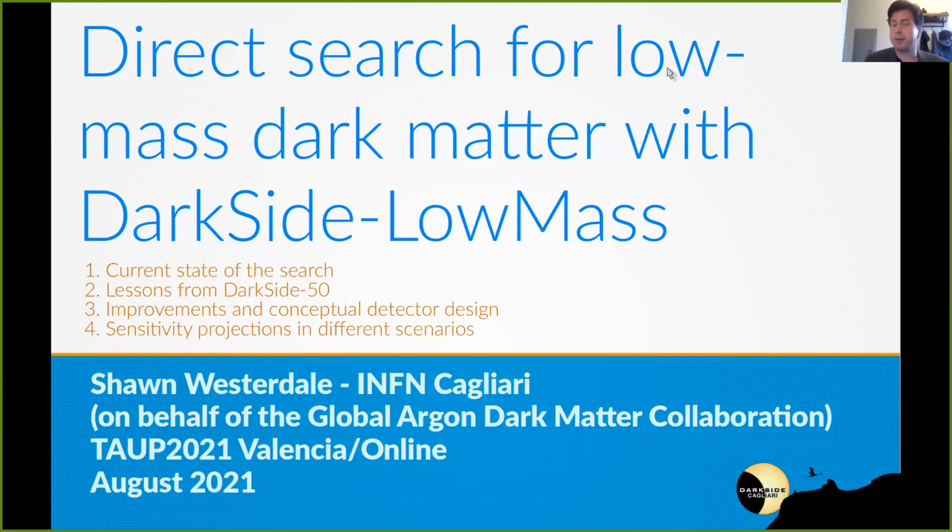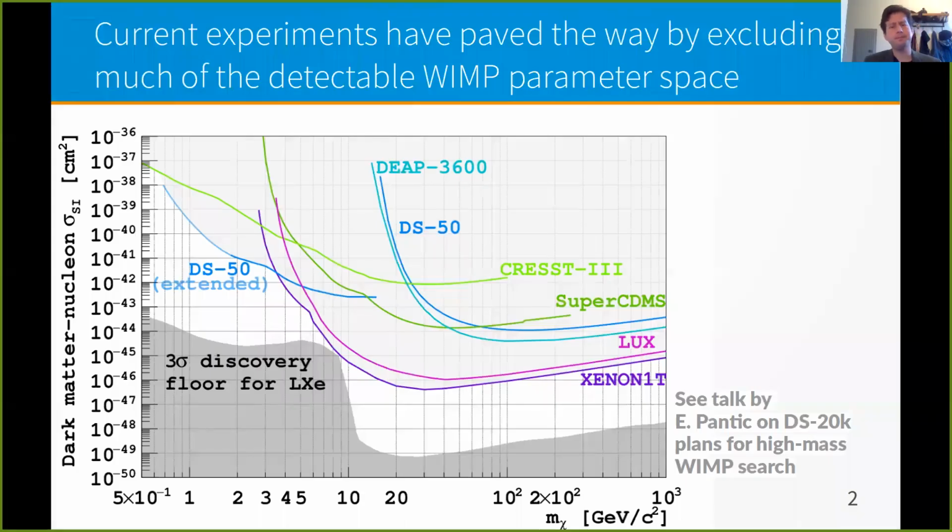So I'll be talking about DarkSide-LowMass and our future plans to search for dark matter below 10 GeV with the ultimate goal of reaching the solar neutrino floor. I'll start by describing the current state of the search and what exactly it is that we're looking for. And then I'll describe some of the lessons that we've learned from DarkSide 50 and how we'll apply these lessons and technological improvements that have been made since then to design a detector that is designed for a low mass dark matter search specifically. I'll then show you some sensitivity projections of what we might achieve with such a detector.